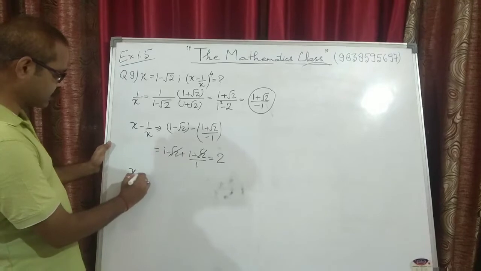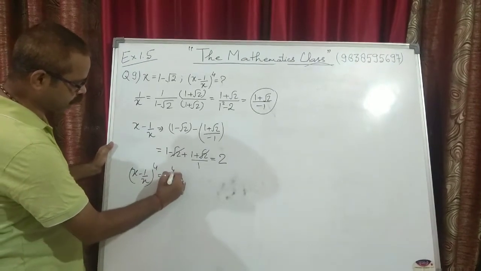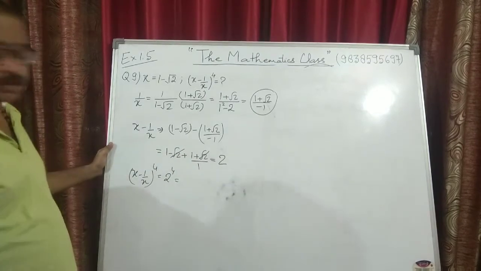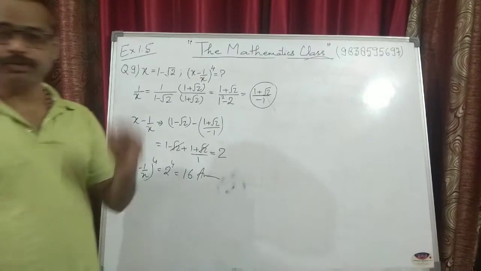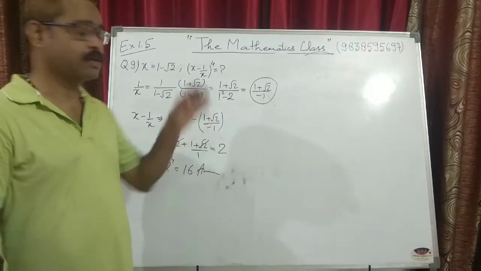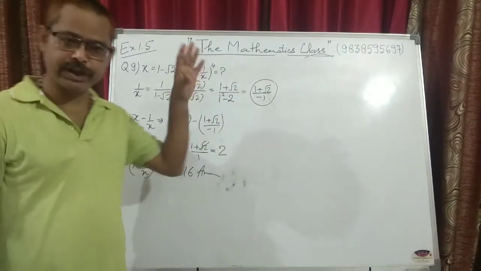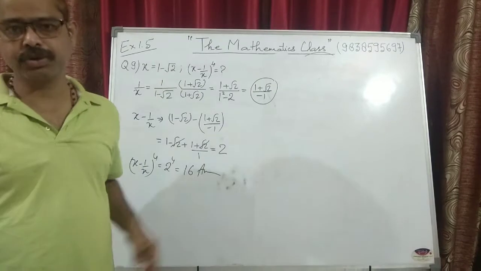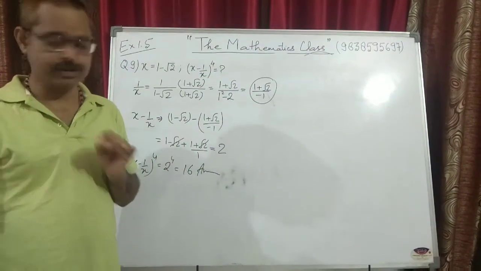Now you need x minus 1 upon x to the power 4. It means 2 to the power 4. That is 2, 4, 8, 16. 16 is the final value. Now this completes the solution of exercise 1.5. There are up to 12 questions, and if you have understood all these questions, I am sure that you are able to solve any of the questions that are given in your exercise.